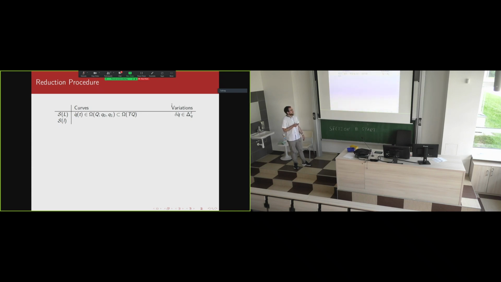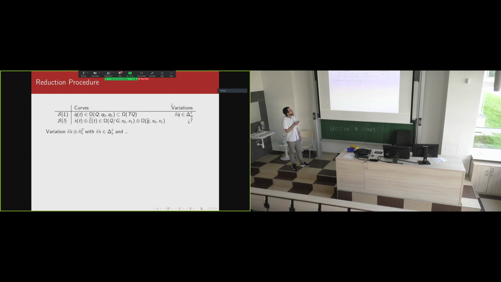And the variations are those of these curves that are obtained by lifting these free variations. So now, if we want to study the reduced problem, we need to take into account the classes of these curves in the tangent bundle and the variations. So if we use the isomorphism we had before, then the curves that we are going to consider in the quotient of the tangent bundle are these ones over here.